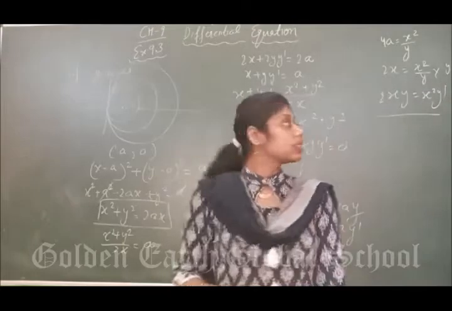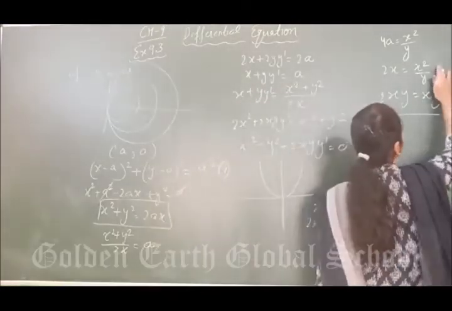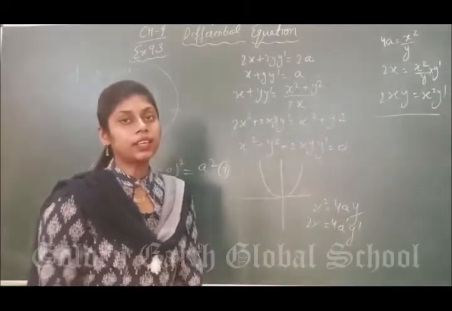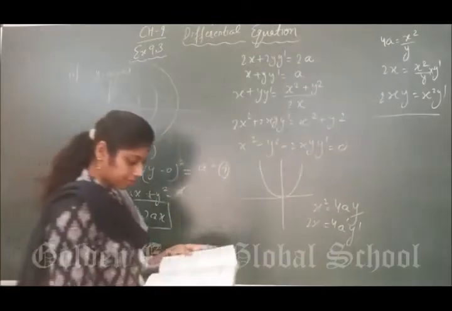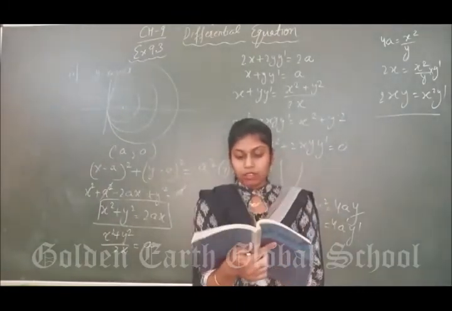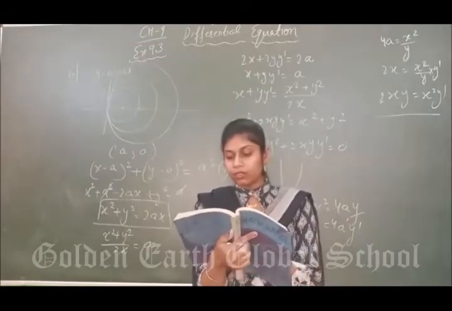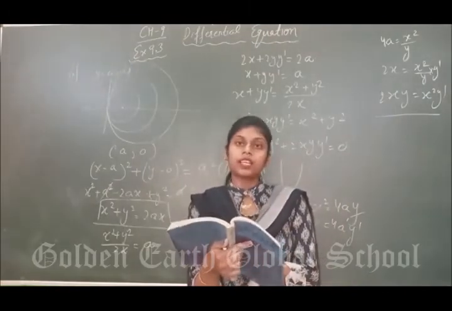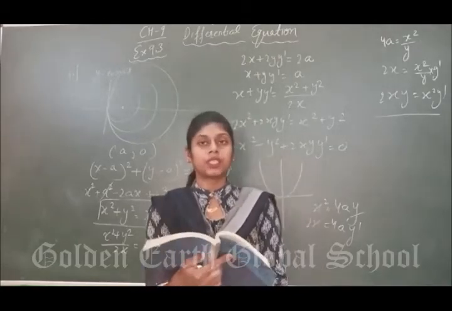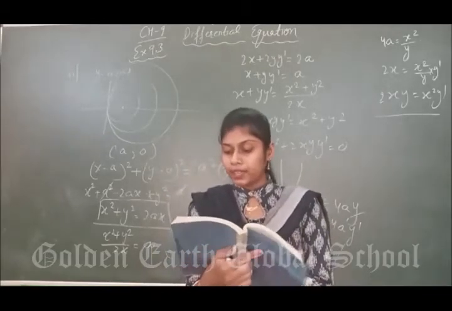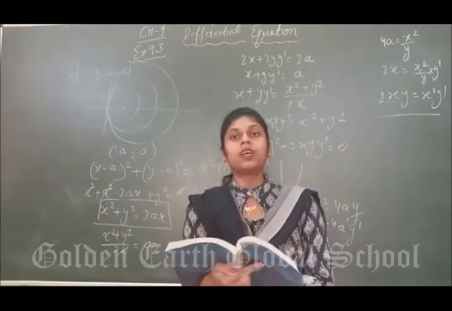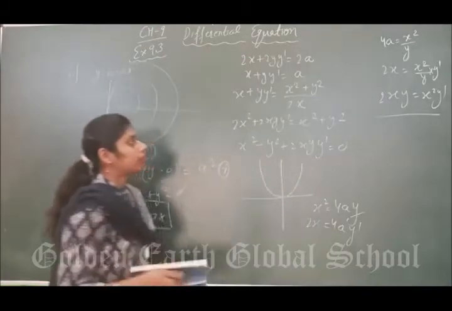This is the solution of this equation. Clear? So next question: form the differential equation of the family of ellipse. Ellipse, you know what the equation is? x square upon a square plus y square upon b square equals 1. But here its foci are on the y-axis and center at origin. So what will be the equation?